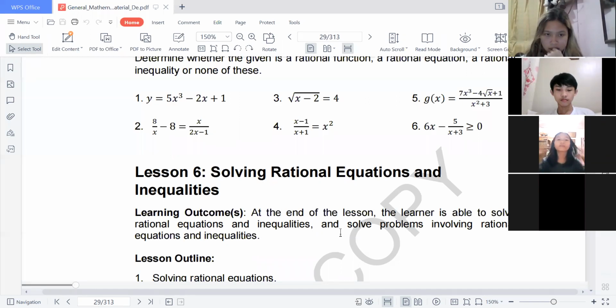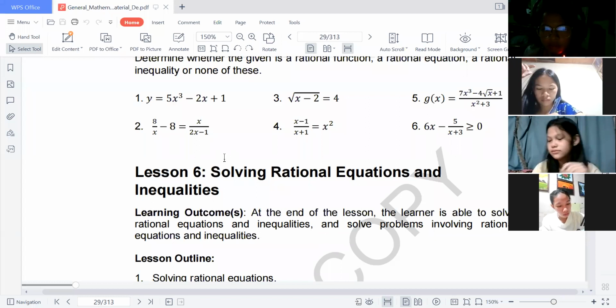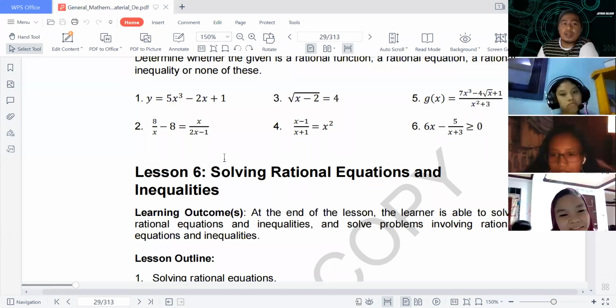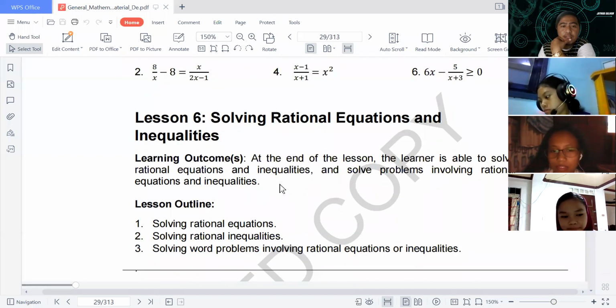Basta dinumduman kung isa ra ka variable na involved, nya equality, nya na rational expression, that is called a rational equation. Kung na rational expression, nya na inequality, then it will be called a rational inequality. Kung na duha ka variable nga na-involve, say x and y or f of x and x, nya ang isa ka expression nga rational expression, then it will be called a rational function. Okay? Na lang kasayon.